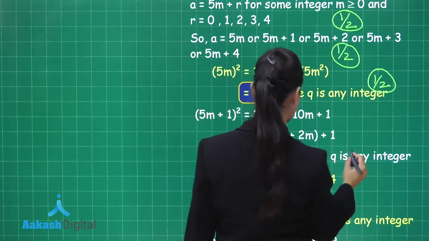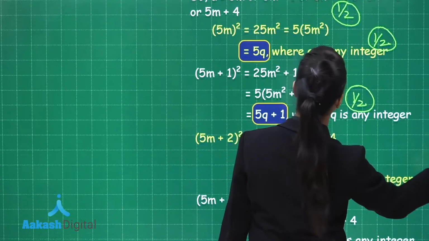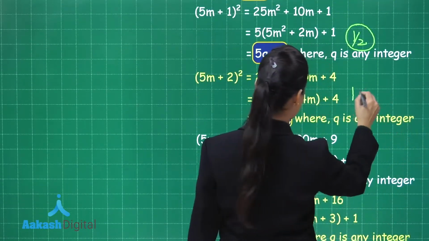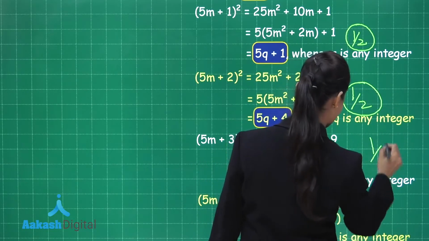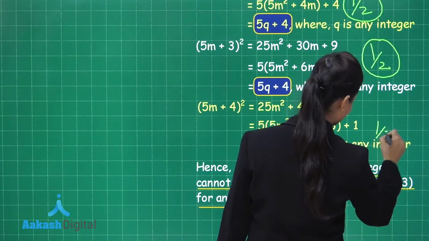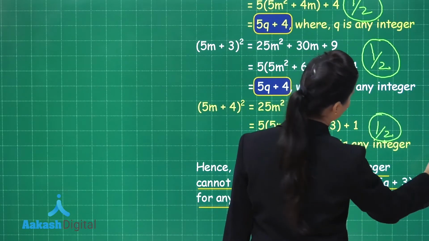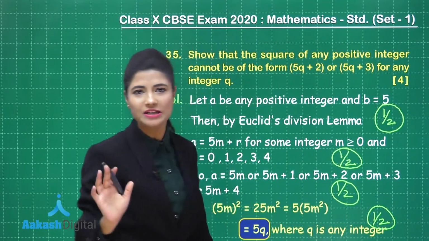In this step also, we get half mark. Next, in this step also, we get half mark. In this step also, we get half mark. And finally, on proving the final condition, we get here half mark, which gives me here total 4 marks for this question. I hope it is clear to you.